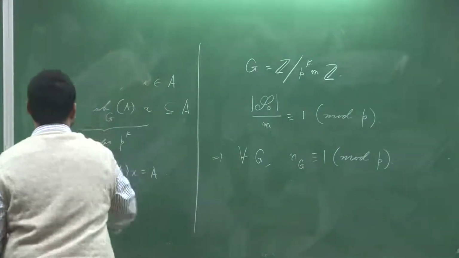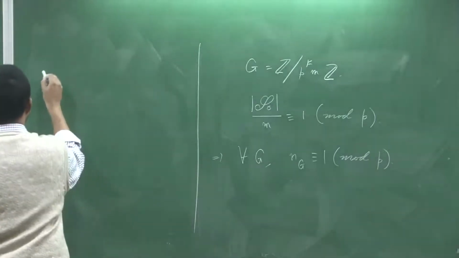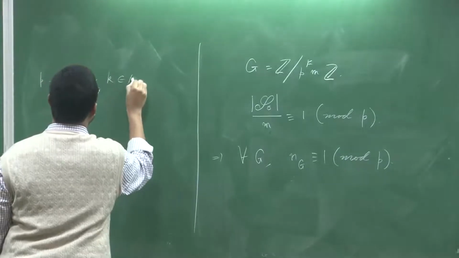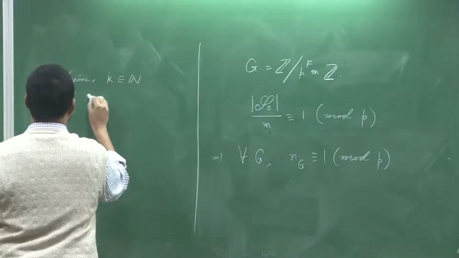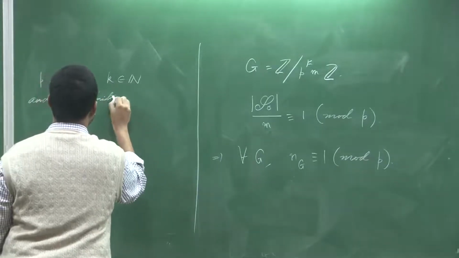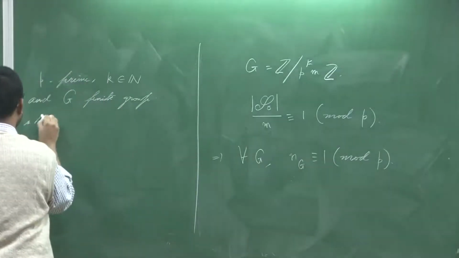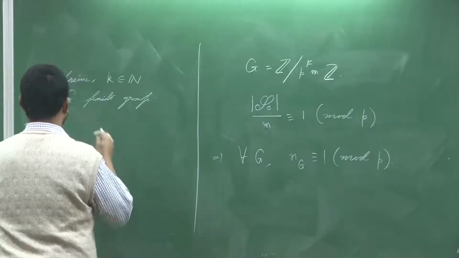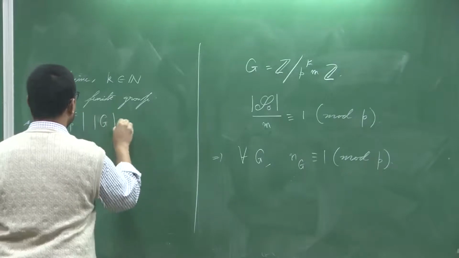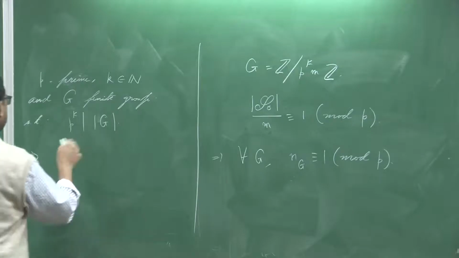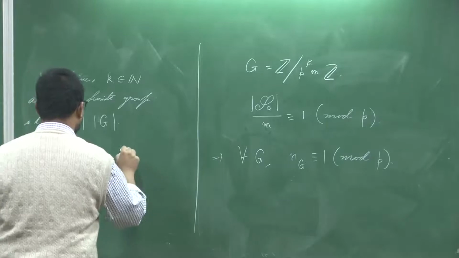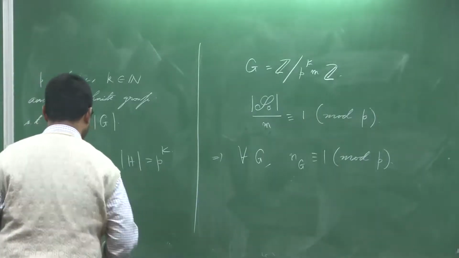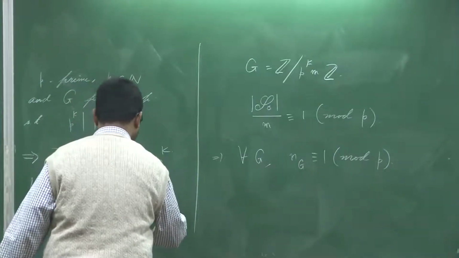Let me again summarize that. Let P be a prime, K be an integer, and G be a finite group such that p to the power k divides the order of G. Then of course there exists a subgroup of G having order p to the power k, and furthermore the number of such subgroups H is congruent to 1 modulo P.